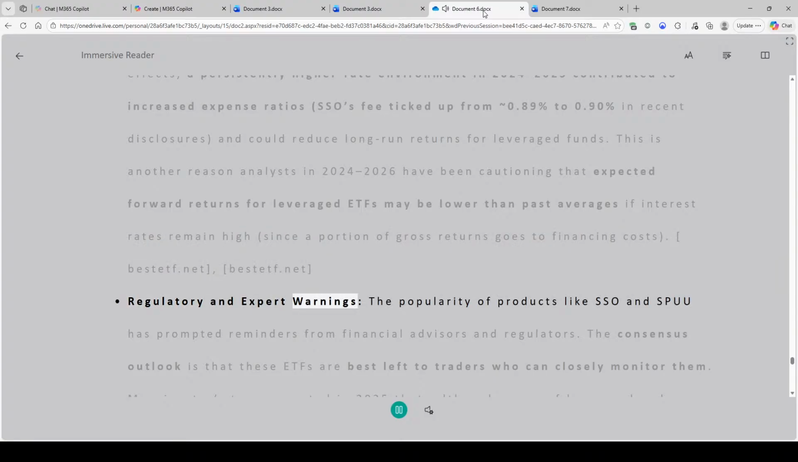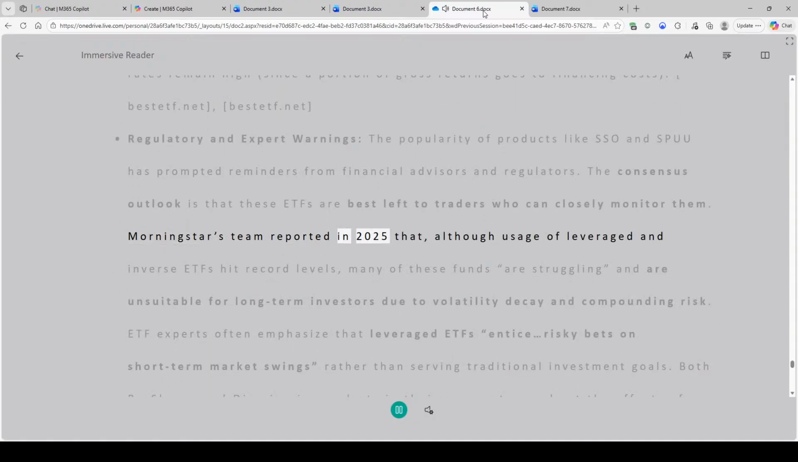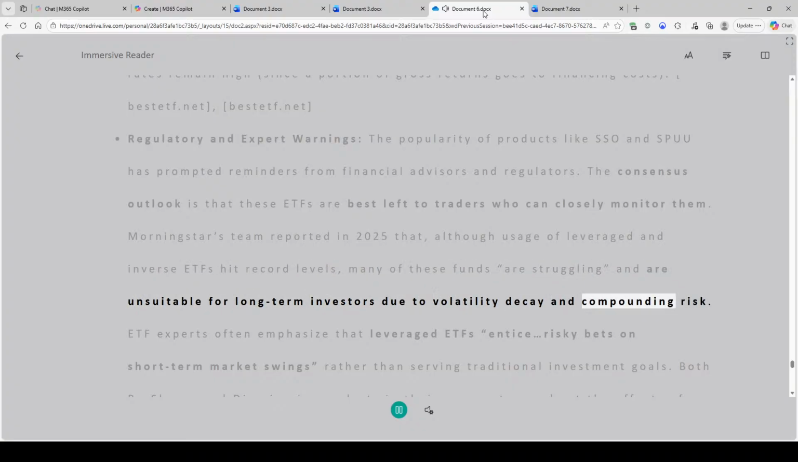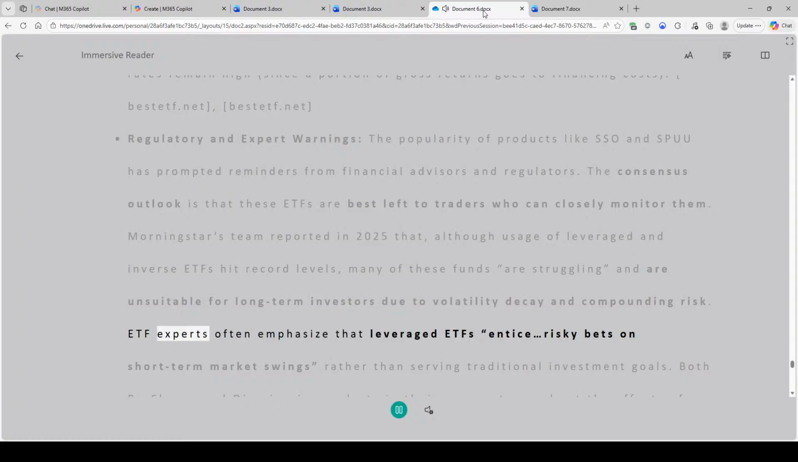Regulatory and expert warnings. The popularity of products like SSO and SPUU has prompted reminders from financial advisors and regulators. The consensus outlook is that these ETFs are best left to traders who can closely monitor them. Morningstar's team reported in 2025 that, although usage of leveraged and inverse ETFs hit record levels, many of these funds are struggling and are unsuitable for long-term investors due to volatility decay and compounding risk.